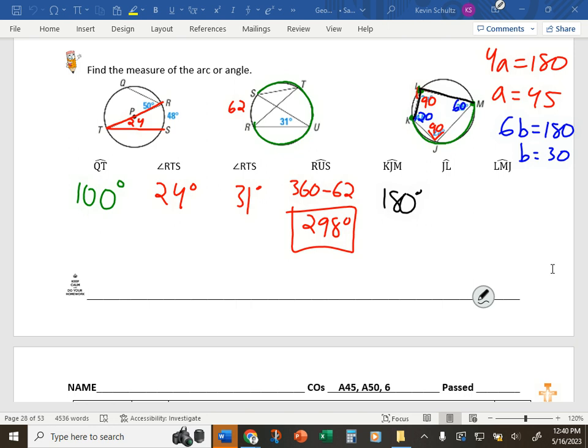So, Catherine, KJM, we're looking for that arc. It means we're going from point K through point J and up to M. So now we have to look for what angle creates that arc. We're looking for the angle that has endpoints on M and K, and then the vertex on the other side of the circle from that arc. So KLM creates that arc, KJM. And because angle L is 90, we double it, there's 180.